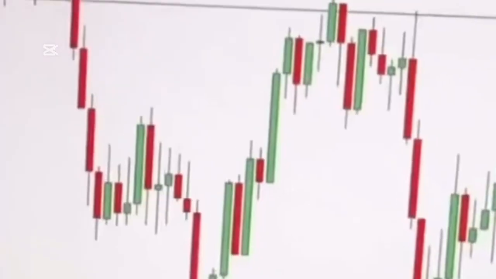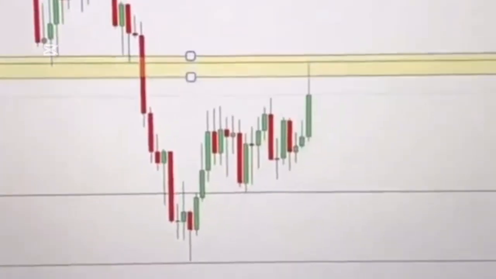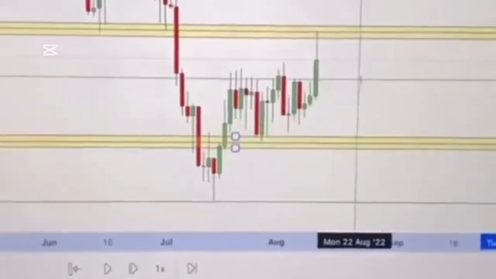Now we go into the daily time frame. Choose the rectangle and mark the zones of interest. It is an area where price is currently trading at.